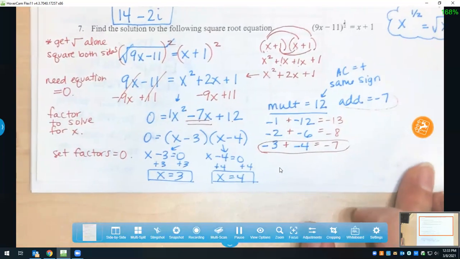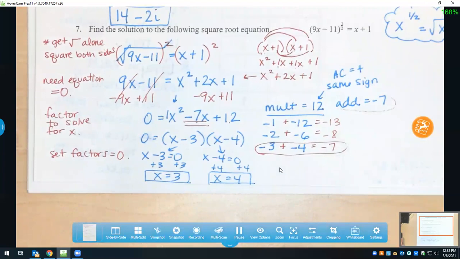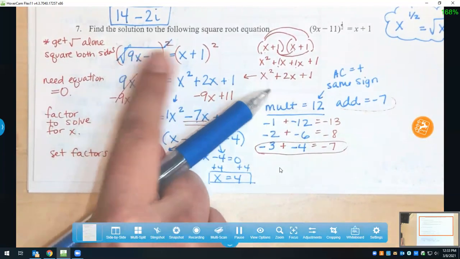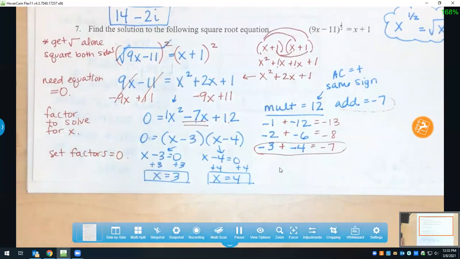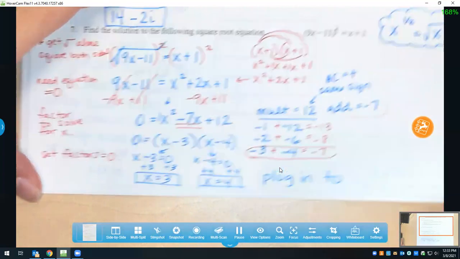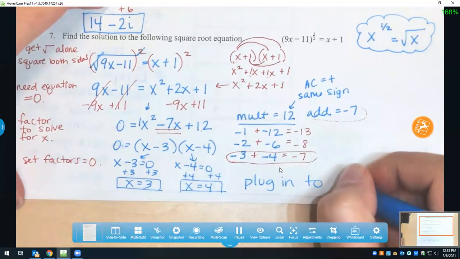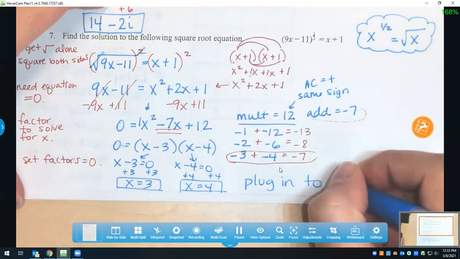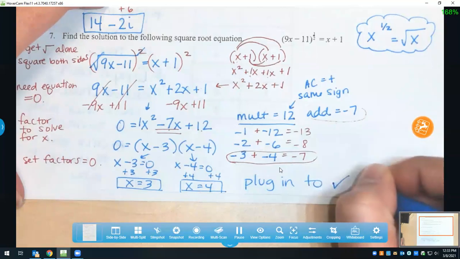All right. Now technically with these, in a perfect world, we check them, plug them in, make sure that we got our solutions down correctly. And so we'll make a note, we'll just say plug into check answers.